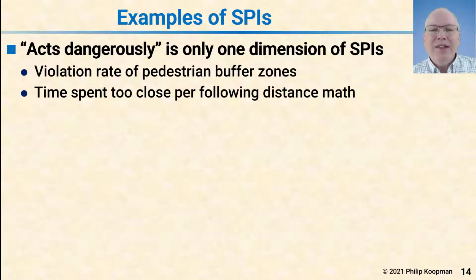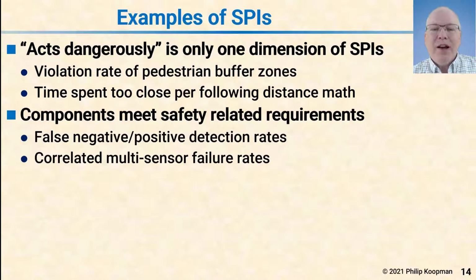Some examples of SPIs, the obvious ones are "acts dangerously," but that's only one piece of SPIs. Sure, getting too close to pedestrians is an issue. Tailgating another vehicle is clearly an issue. But you'll only know about those happening after you deploy if they're really rare events that are not seen in testing. The components also have SPIs they can meet.